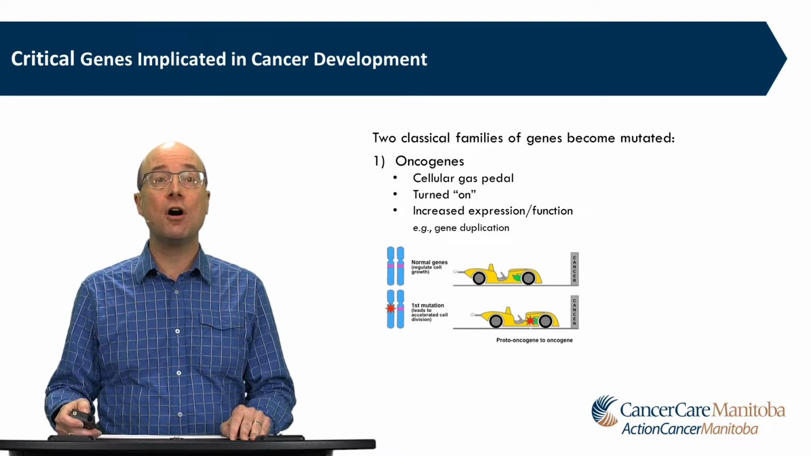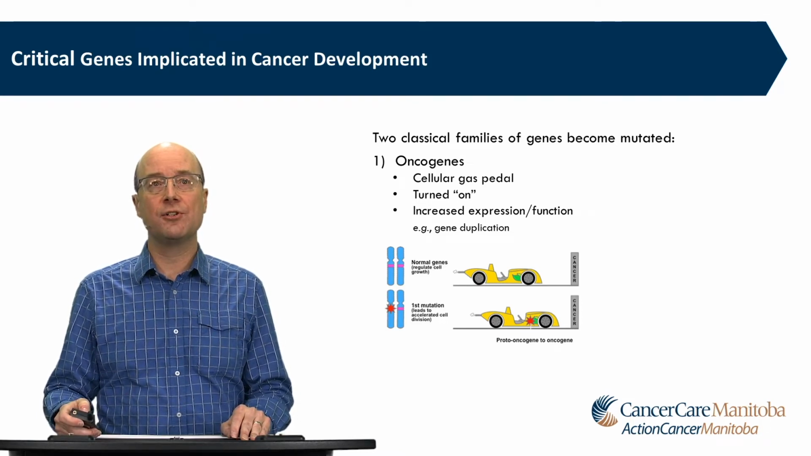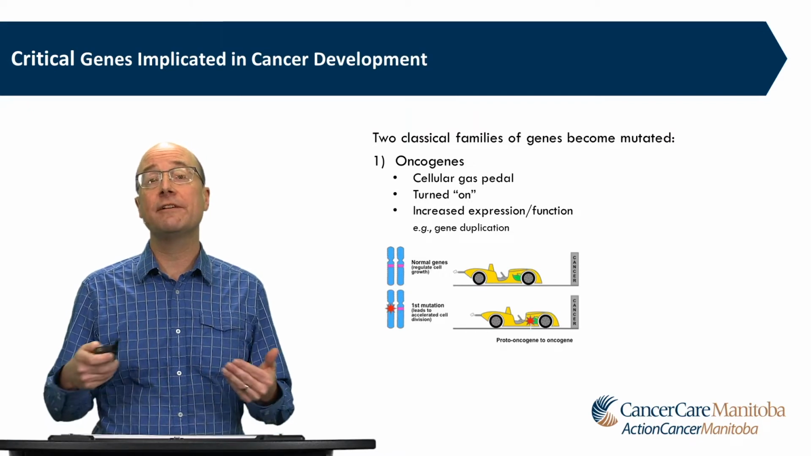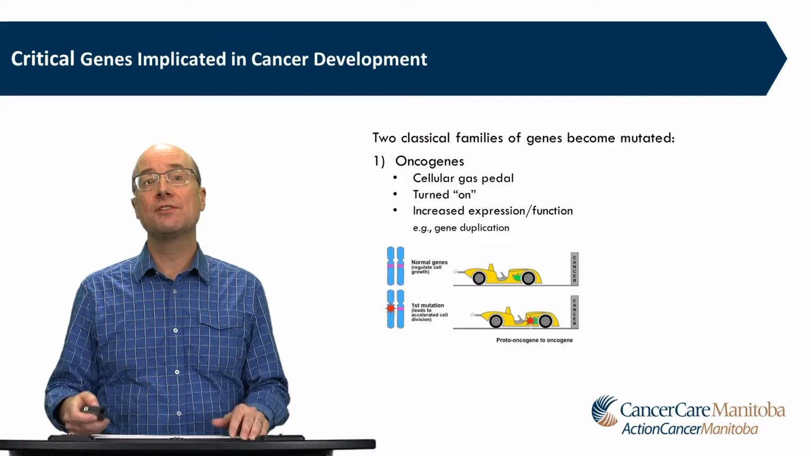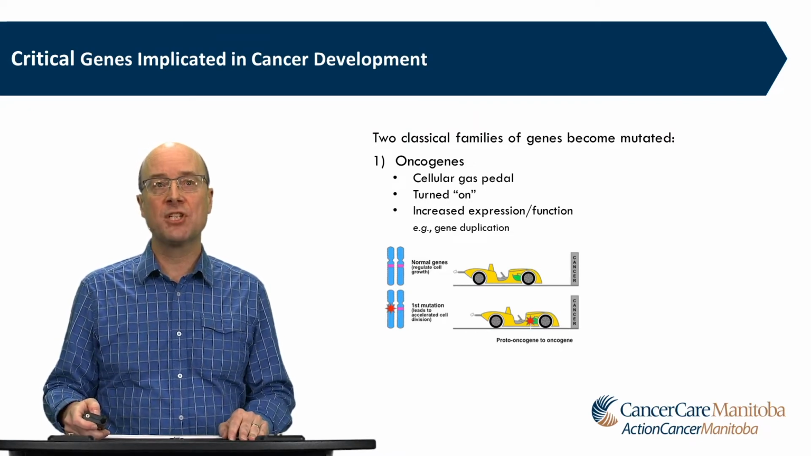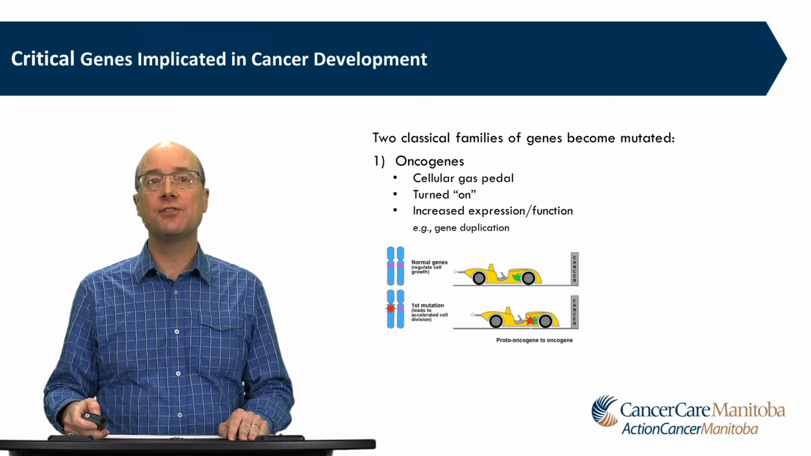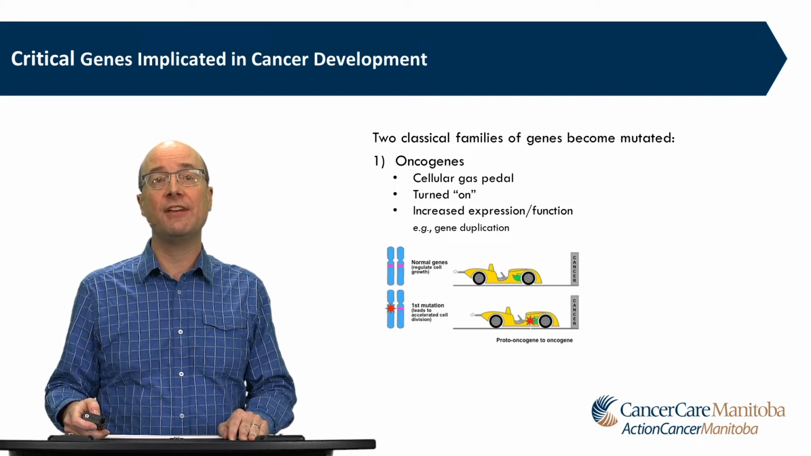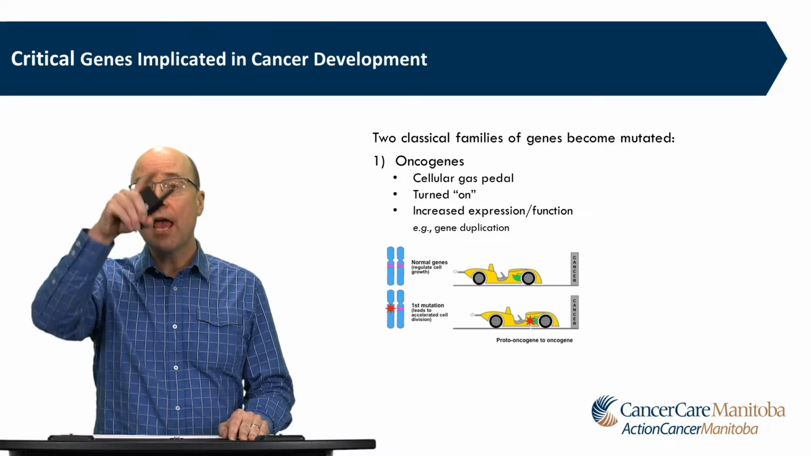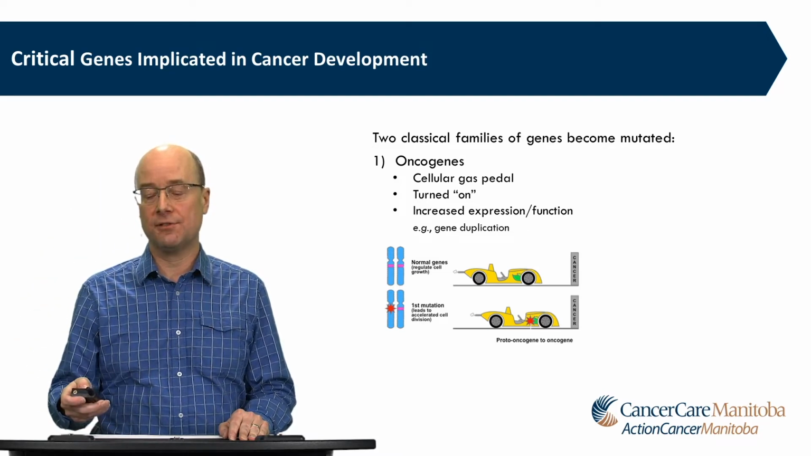The first one is oncogenes, and these are really referred to as the cellular gas pedal. It's as if a car really has those accelerators stuck. As a result, the genes are turned on and the proteins have increased expression and function and really are driving cells around that cell cycle.